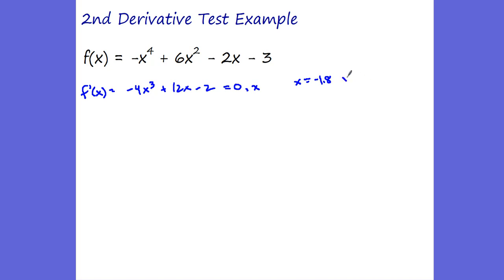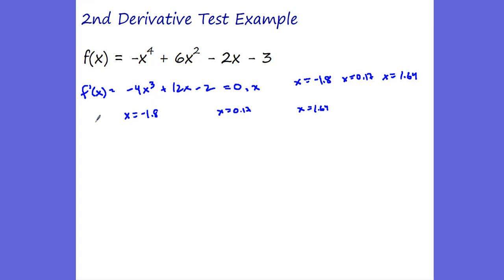X is equal to 0.17 and x is equal to 1.64. And so we can figure out what is happening there. Now, of course, we're going to take a look at these: x is equal to negative 1.8, x is equal to 0.17, and x is equal to 1.64. And we're going to test using the first derivative, using this blue function right here. We're going to test some values.